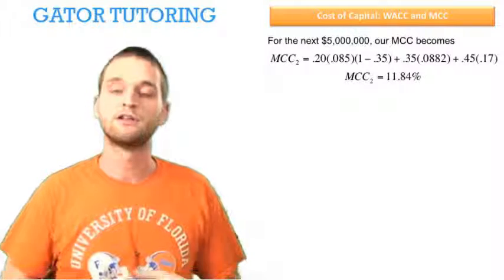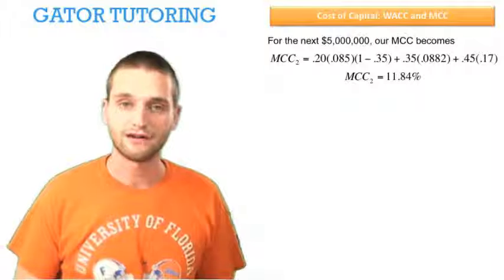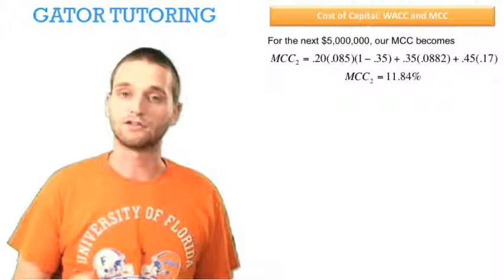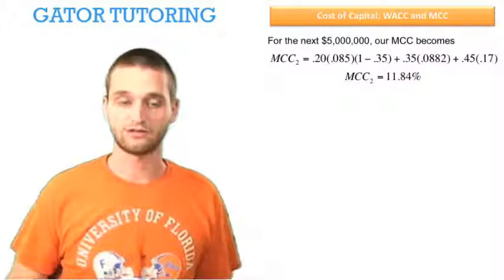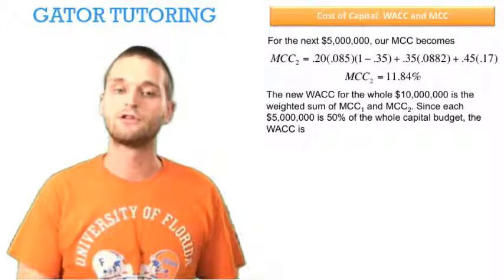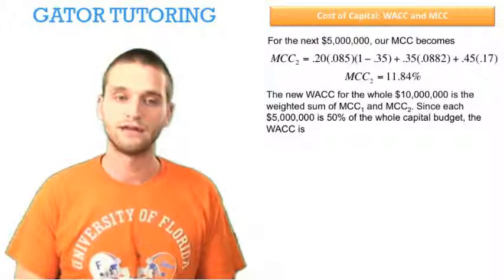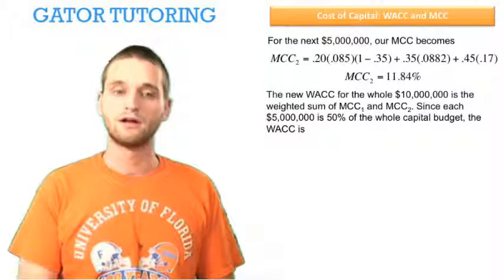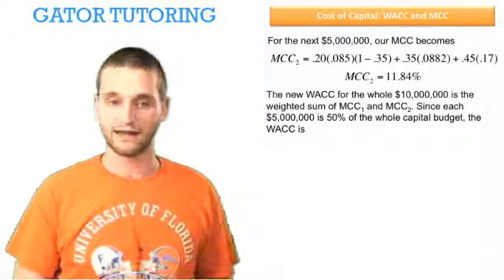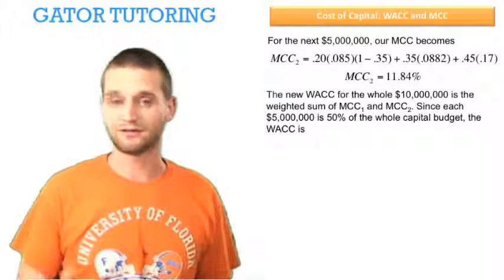So basically, the cost of raising an additional dollar in the second half of our capital budget is higher because the cost of one of our components increased. The new weighted average cost of capital for the whole $10 million is just the weighted sum of the marginal cost of capital in the first segment and the marginal cost of capital in the second segment.